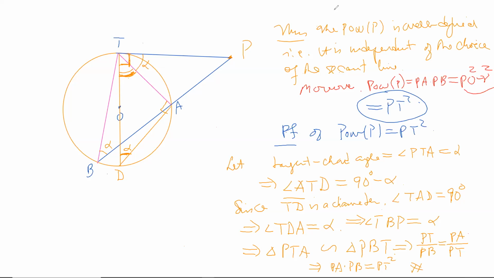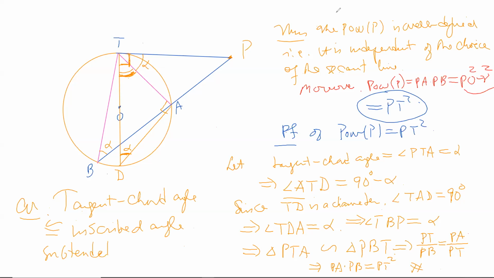So this one actually has a corollary in the proof. That is, the tangent chord angle is equal to, is congruent to the inscribed angle, right? Subtended by the same arc.